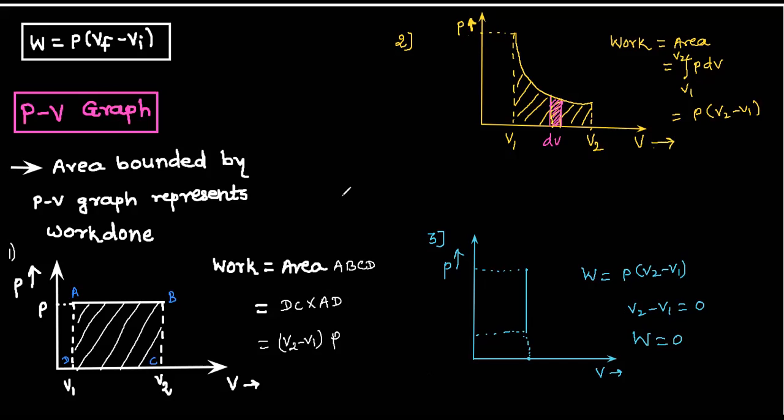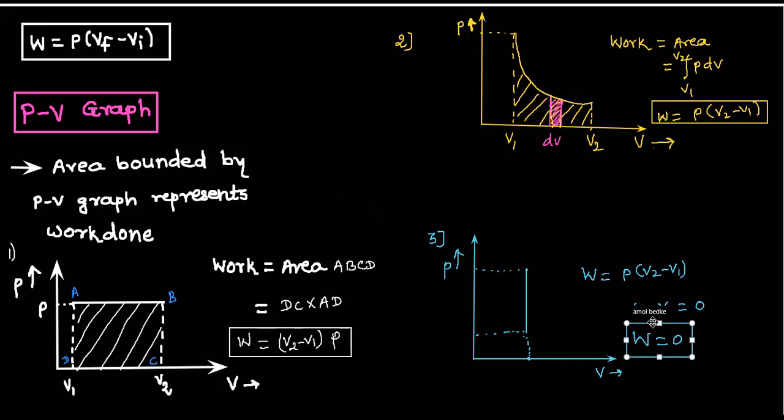Here, right? So you can keep all these formulas in boxes. Graphs 1, 2, 3. So this one is again W, and this formula also I am keeping in the box. In this case you got this work done because here V2 is equal to V1 is equal to V in this graph. Therefore, you are getting V2 minus V1 is equal to 0. Right?